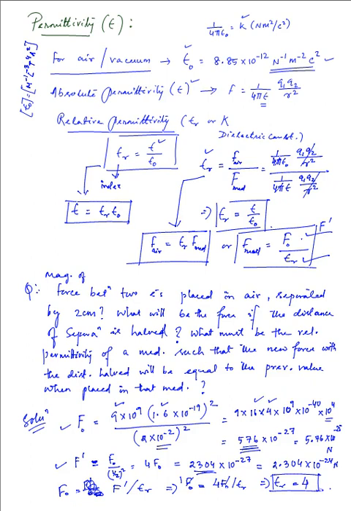So the relative permittivity of the new medium in which it will be placed with the new distance, that is the halved distance, if it is placed in a medium having the relative permittivity equal to 4, then it will regain its original value of the force, that was 1/4 of that.